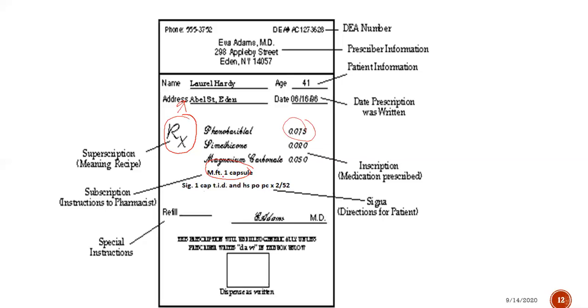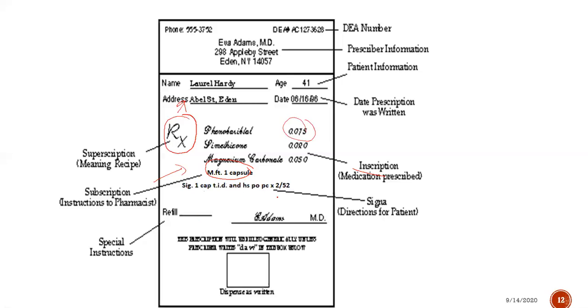We have the inscription that has the medication prescribed, which includes the concentration and the amounts. And then we have the subscription that tells the pharmacist what to do, whether you're going to be making something or you're just going to dispense something. And MFT1 capsule is the information for the pharmacist, which represents the subscription.